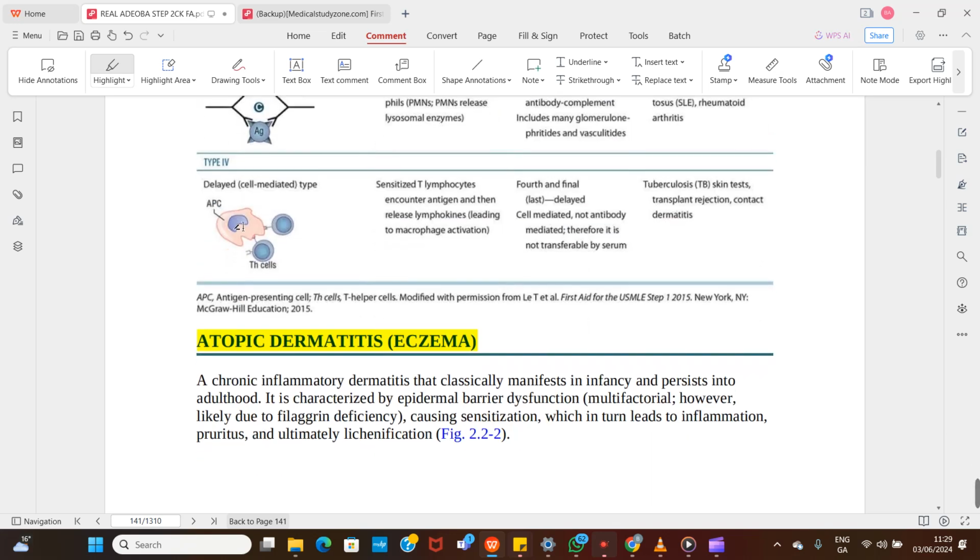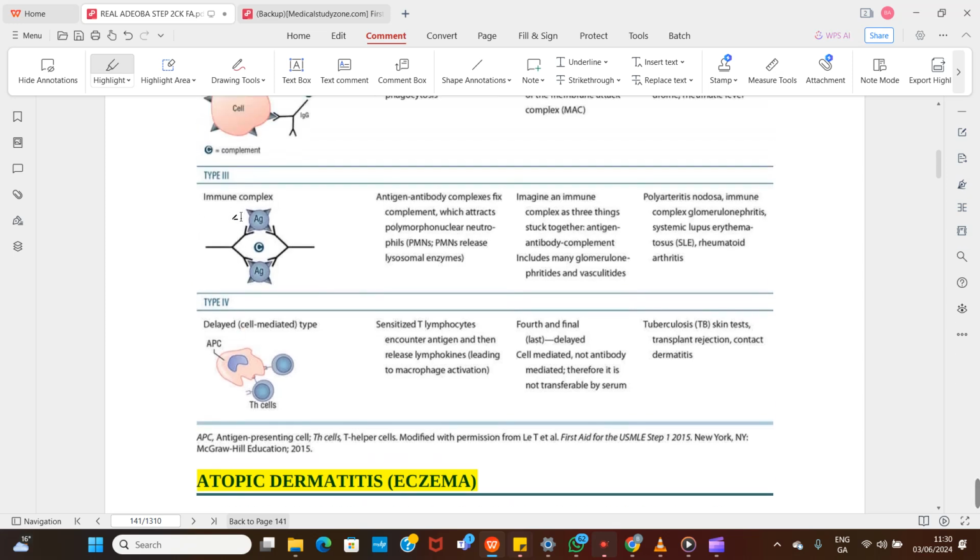But in your type 4, you can't do that, because even if your T cells are there, there's nothing to trigger them to activate, to release cytokines to cause macrophage activation. You still need to trigger it. So you cannot transfer your type 4 by serum, right? So you don't need to even try to do a lot of concept analysis. Just know that type 4 is the only different one that does not involve antibody, and you cannot transmit it by serum, right?